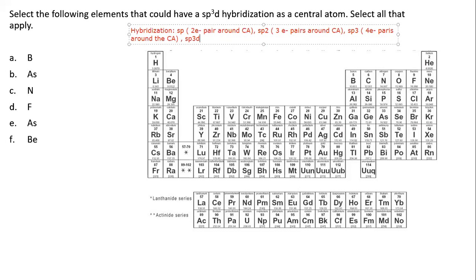Then we have sp3d, which has 5 electron pairs around the central atom. And finally, sp3d2, 6 electron pairs around the central atom. And so a hybrid orbital is a combination of the atomic orbitals. So an sp hybrid orbital is a cross between an s and a p atomic orbital, so it has similar properties of both.